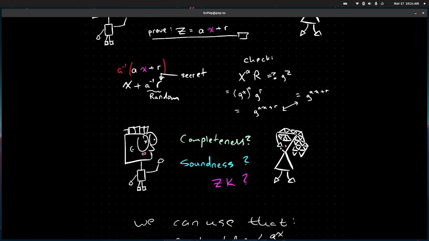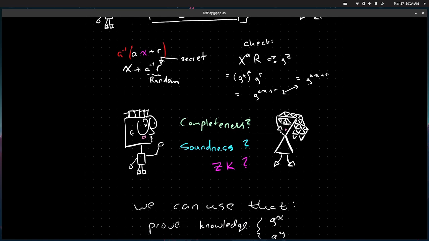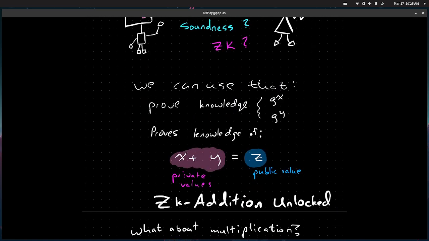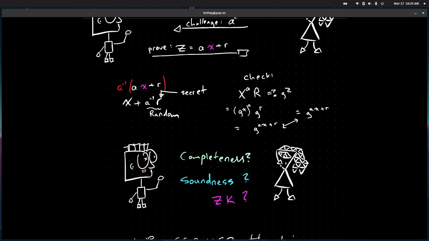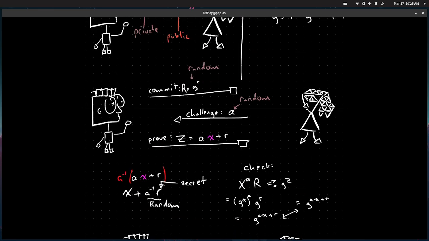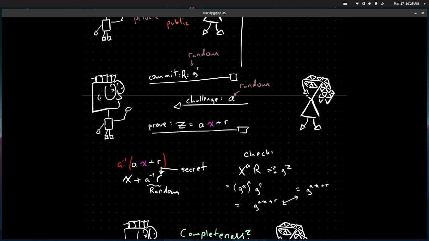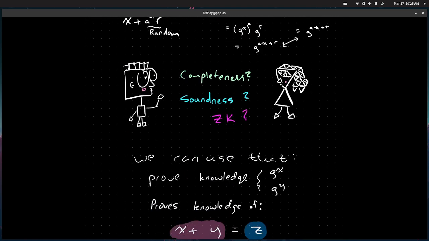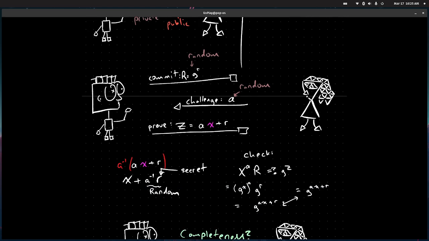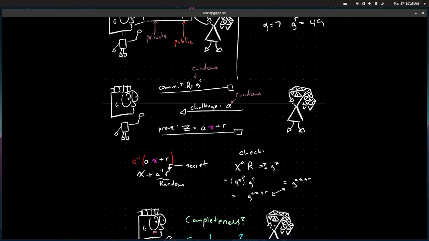I think I see some typing going on, but I'm going to move on to talking about ZK addition. So if we want to run this previous protocol just for a couple of new values, then we can actually get a proof that the prover knows 2 values, x and y, such that x plus y equals some other value z, where z is public. And the way we would do that is basically that we just take this protocol again, and we say, let's grab these guys.